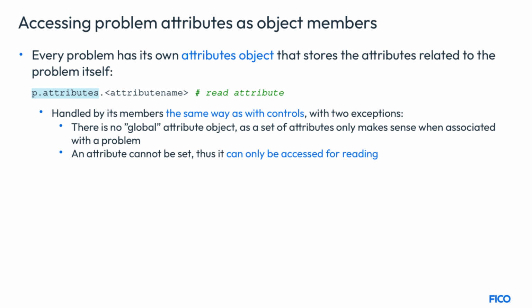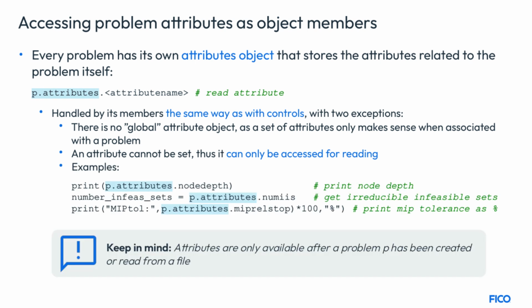Problems have their own attributes object, which stores the features related to the optimization problem by using problem p.attributes followed by the attribute name. Contrary to controls, attributes can only be accessed for reading. Problem attributes are available after a problem has been created or loaded from a file. Examples of using problem attributes include querying the node depth, the number of irreducible infeasible sets, or the relative optimality gap tolerance, printed as a percentage in the last of the examples shown.